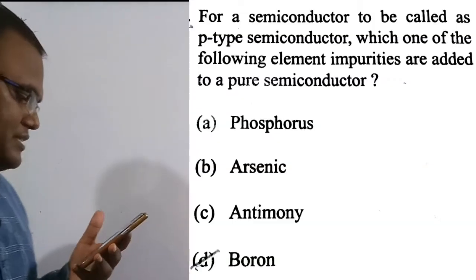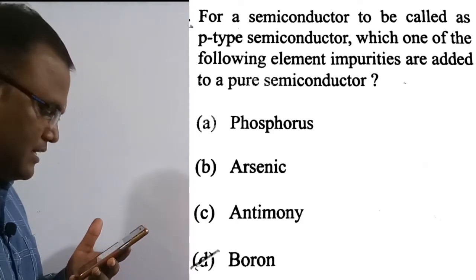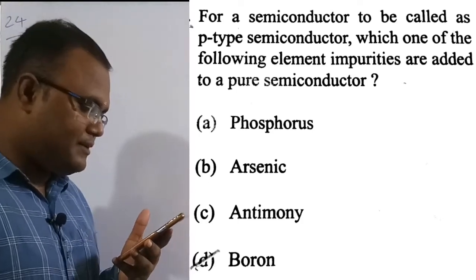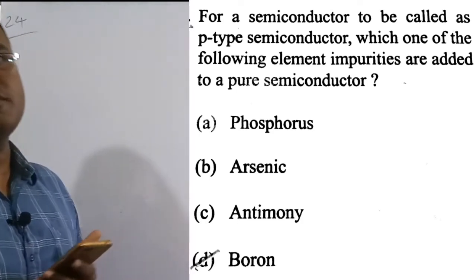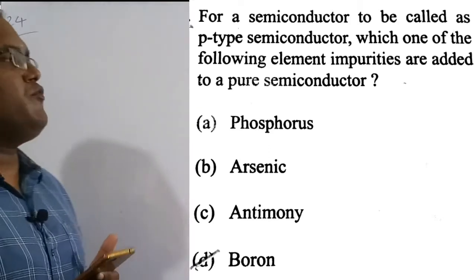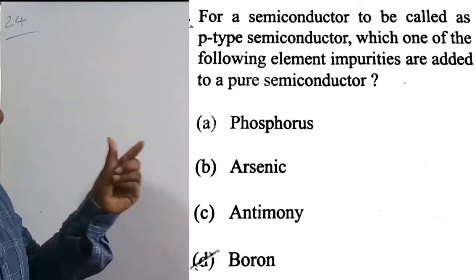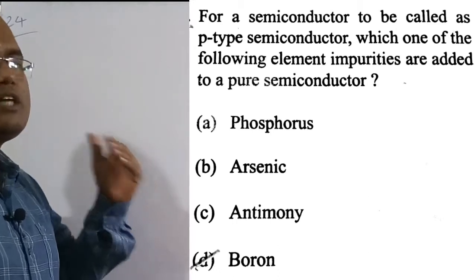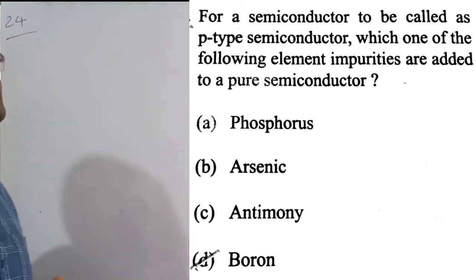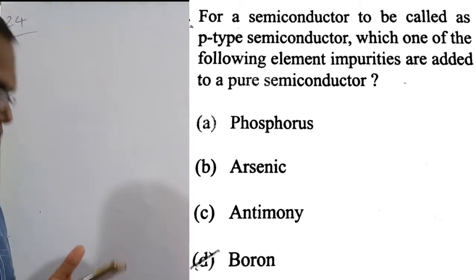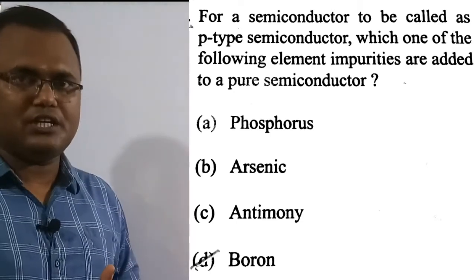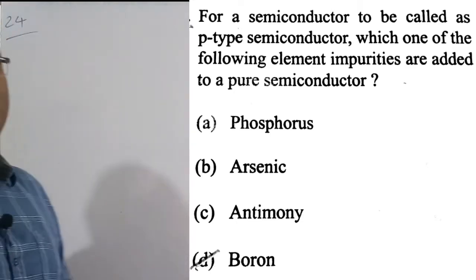So now we are going to solve the 24th question. See the question here. For a semiconductor to be called a p-type semiconductor, which one of the following element impurities is added to a pure semiconductor? So if you want to add some impurity to a pure semiconductor, what impurity do you have to add in order to make a p-type semiconductor? Out of the 4 options, option D, boron, is the correct solution of this question. Let's discuss some more facts about this one.